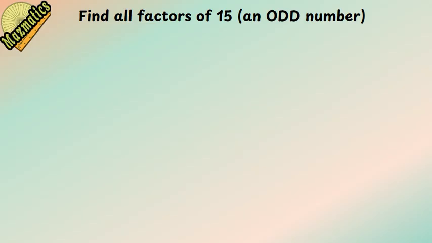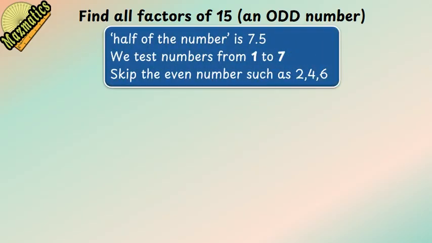Let's find all factors of an odd number, 15. Half of the number is 7.5. We test numbers from 1 to 7, the whole number before half. Remember, 15 is an odd number, so we will exclude the even numbers such as 2, 4, 6. This makes our work easy because now we have fewer numbers to test for divisibility. We will check the divisibility for 1, 3, 5 and 7.